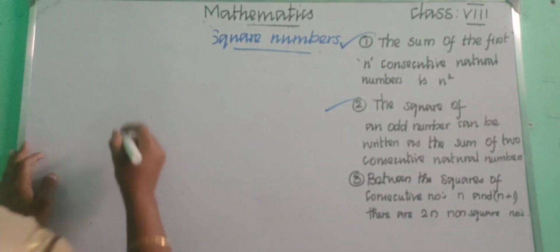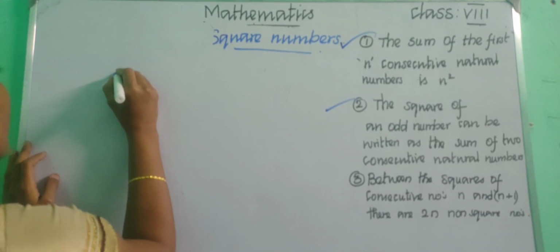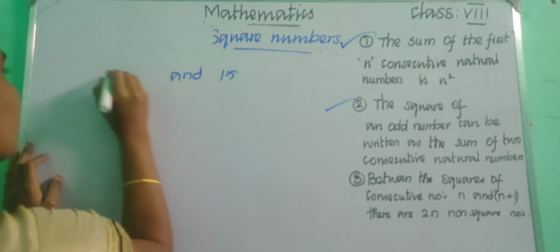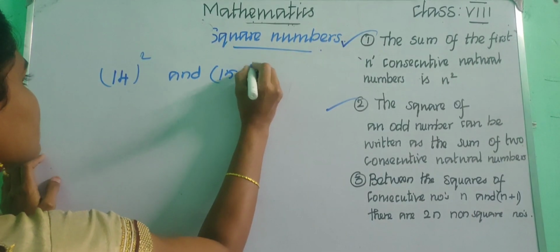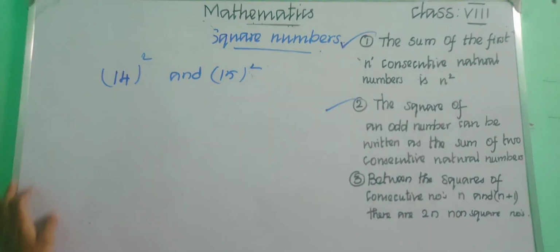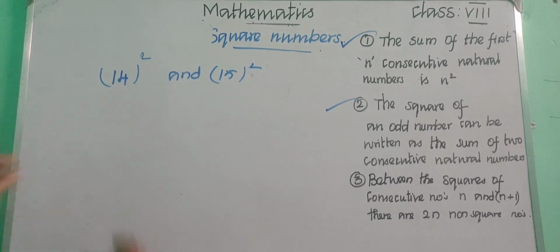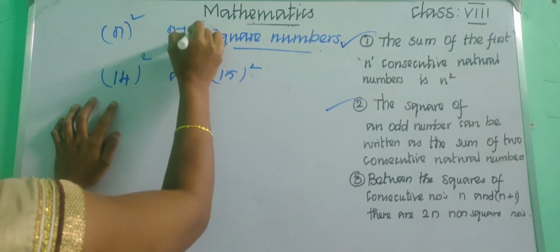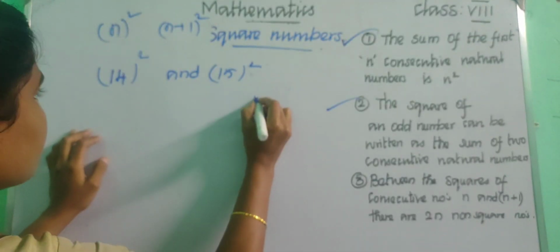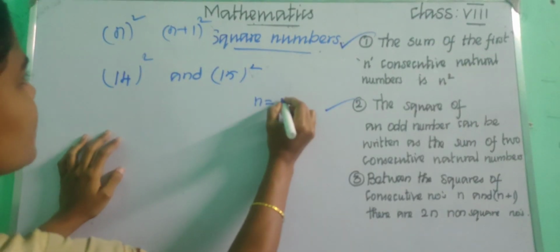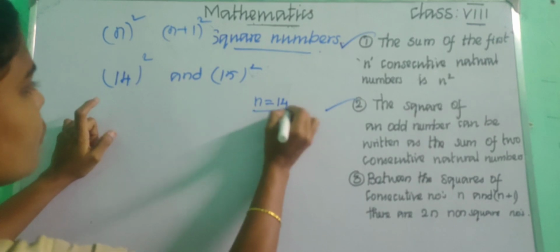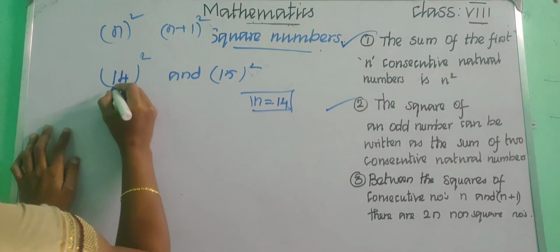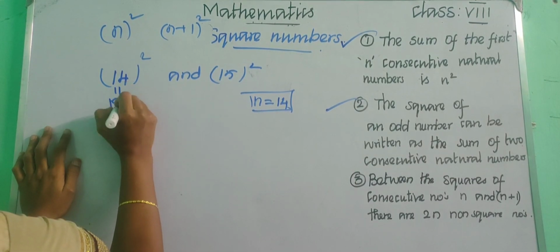See, if you are having the square numbers as 14. Okay, let us try with 14. 14 and 15. 14 squared and 15 squared. So this 14 squared is n squared, and 15 squared is n plus 1 squared. So what is n? n equal to 14, right? So what is 14 squared? 14 into 14 is 196.